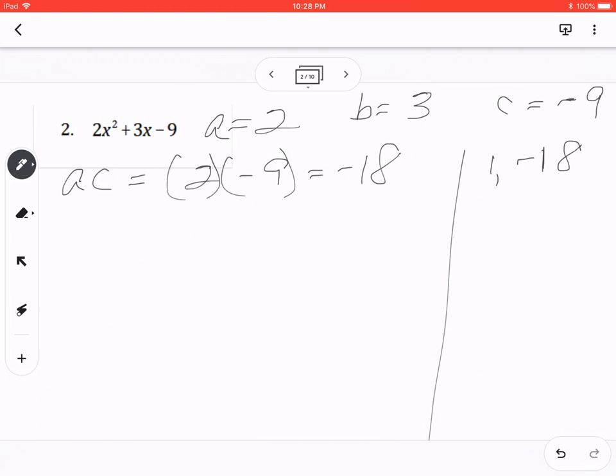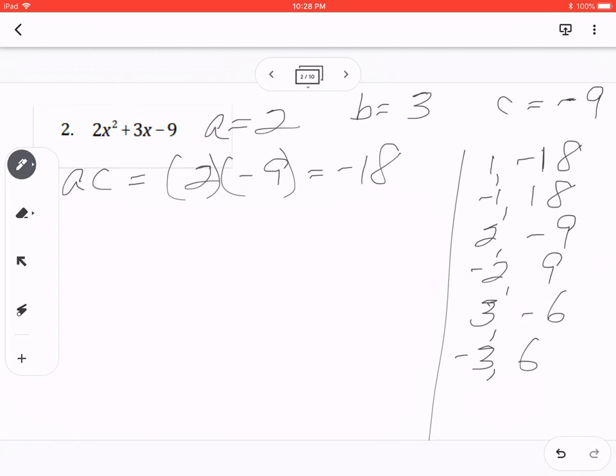One and negative 18, 1 times negative 18, negative 1 times positive 18, 2 times negative 9, negative 2 times positive 9, 3 times negative 6, negative 3 times positive 6, and those are the only ways that I can think of right now. We also have to have that pair of numbers multiply to be a times c, which we already considered, but add to be the b value, which is a 3.